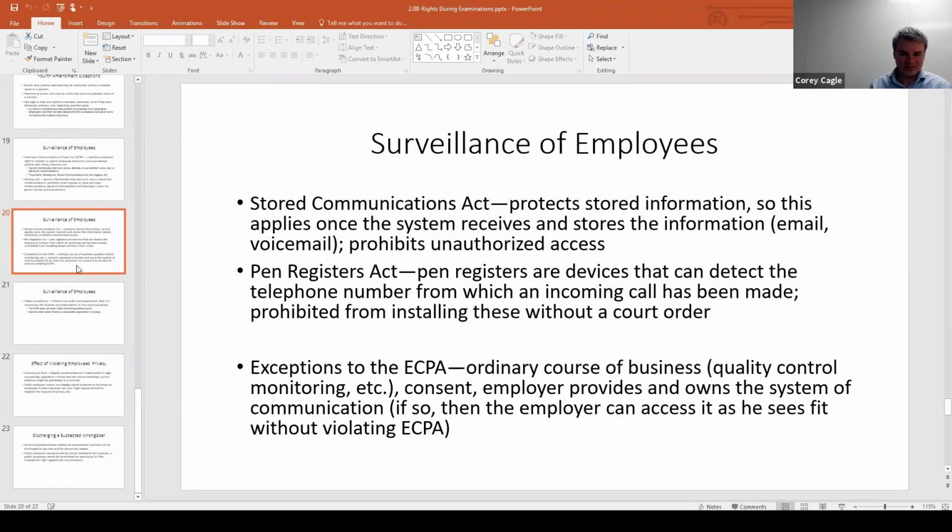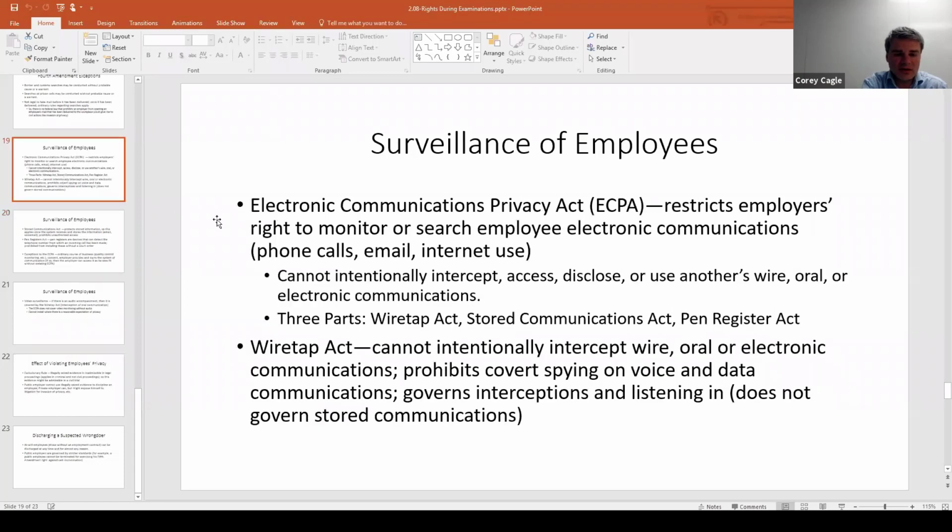And then this other deal, the Pen Register Act. Pen registers are things that can detect a telephone number from which an incoming call has been made. You're not allowed to install that type of thing. So, like I said, that was a little specific and a little less important. So, exceptions to ECPA. So, again, Electronic Communications Privacy Act, wiretap, stored communications. That's what that is all about.